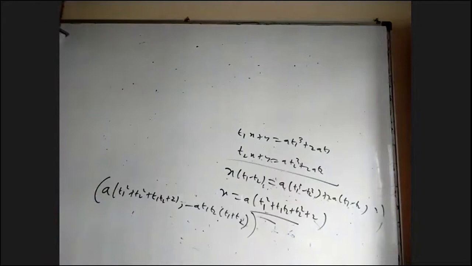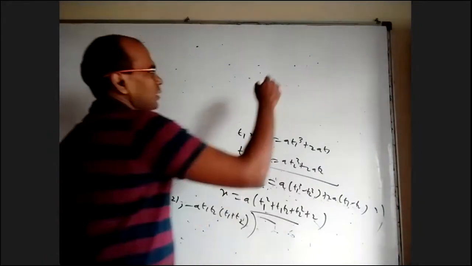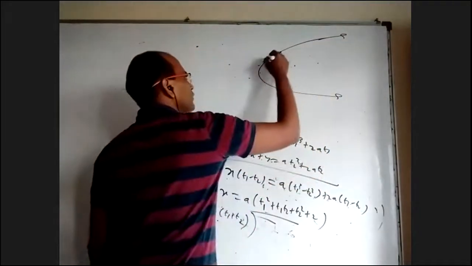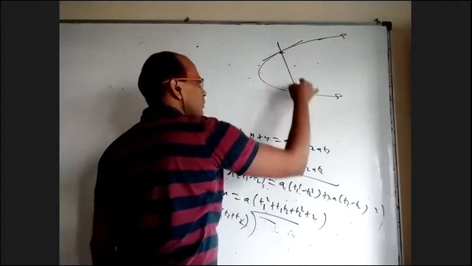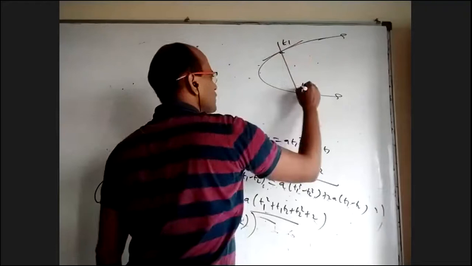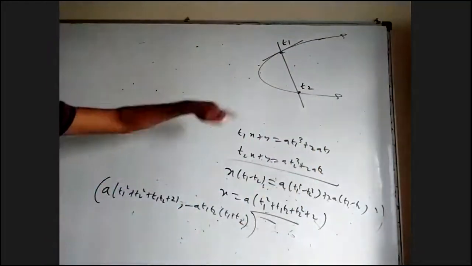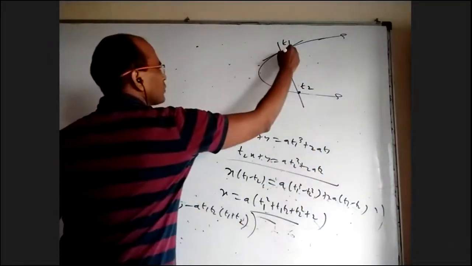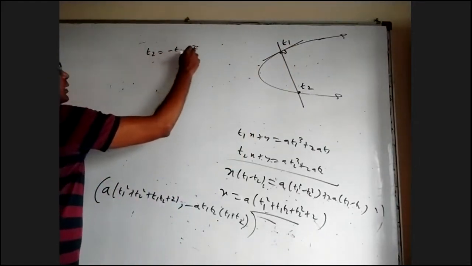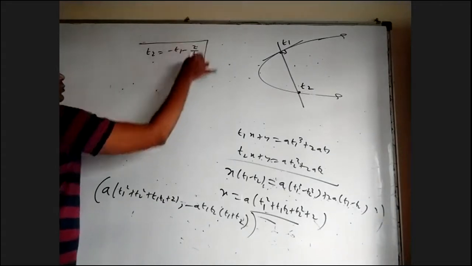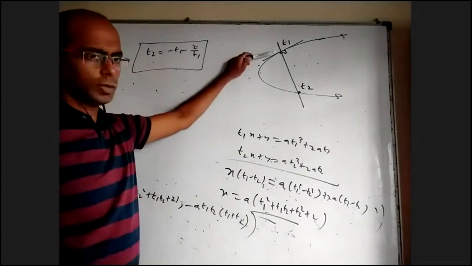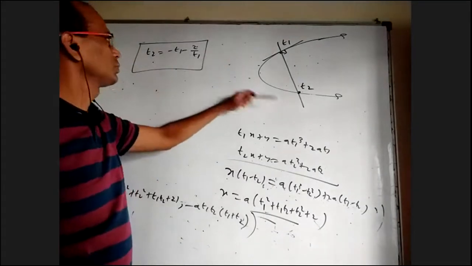Okay, so now this formula that I'm going to tell, we'll use quite often. If you take any point on the parabola and draw a normal there, it will intersect the parabola at one more point. If this is T1 and this is T2, there's a relation between T1 and T2. That is T2 equal to minus T1 minus 2 by T1. It's a very important formula we use very often. If the normal at T1 on the parabola intersects the parabola again at T2, this is the condition.